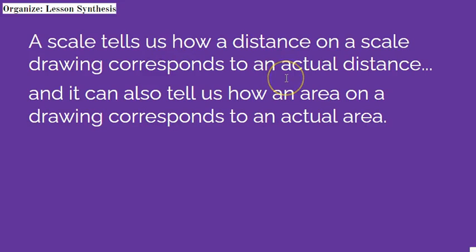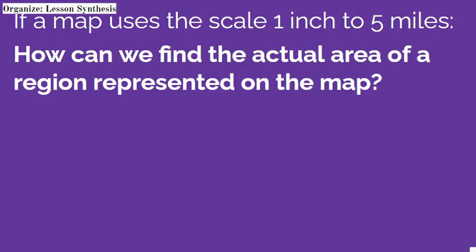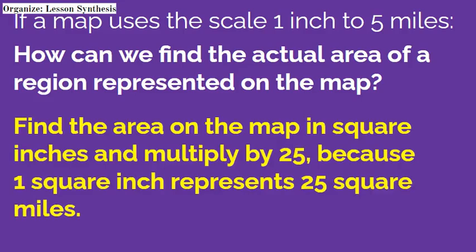A scale tells us distance on a scale drawing, how that relates to the actual distance. And it also can kind of give you an idea of the area on a drawing, how that corresponds to an actual drawing. So if a map has a scale of 1 inch to 5 miles, how can you find the actual area represented on the map? Well, to find area, it's length times width, right? And if on the map that you drew, it's 1 inch by 1 inch, that's 1 square inch. Each of those inches represents 5 miles. So you take 25 times however much the area you have on the paper is.